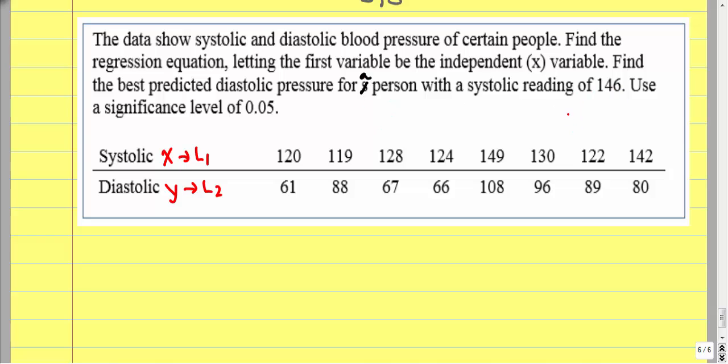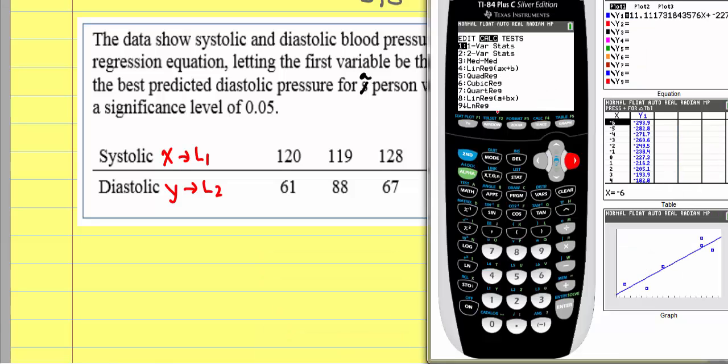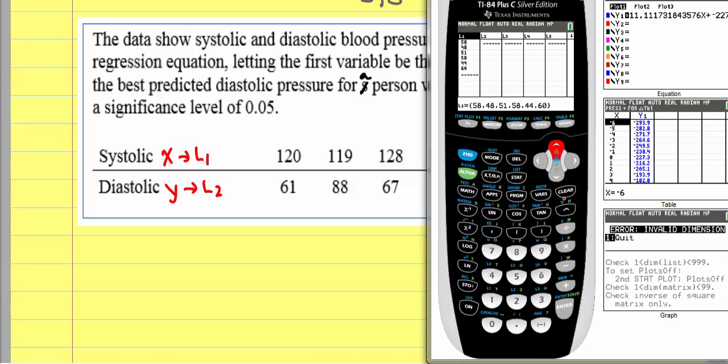We want to just get through the basic parts of whether it is appropriate to use linear correlation or linear regression. So the first thing we'll do is look at the data. We'll go to Stat, Edit. Of course, we'll clear both of those lists, and we'll start entering our data.